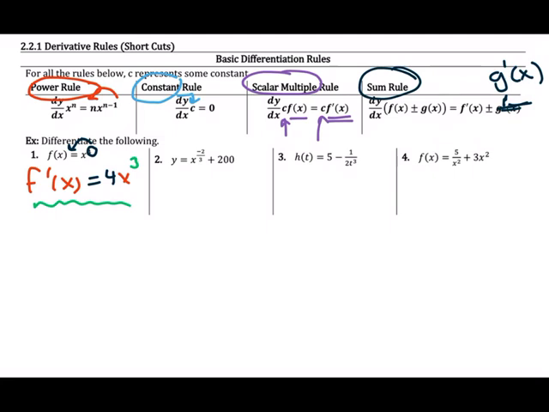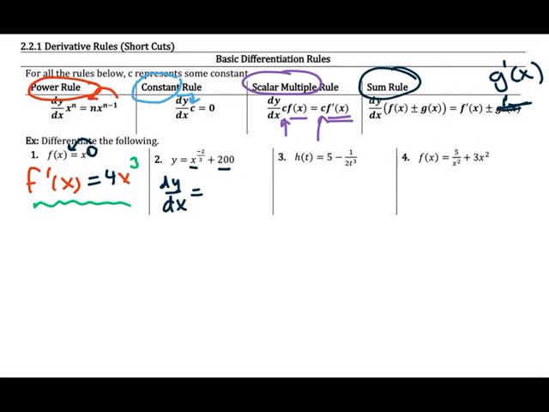So if we look at number 2, we have a couple of things going on. We are going to find dy dx, or you could say y prime. The first thing I'm going to do is, since I have two terms, find the derivative of each individual term and then keep the addition symbol in between them.